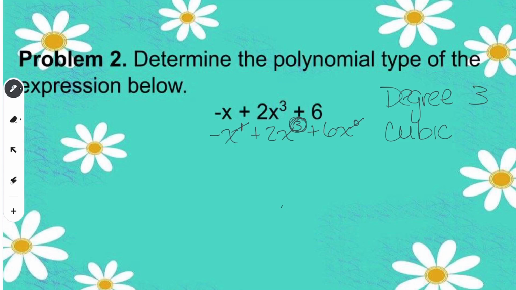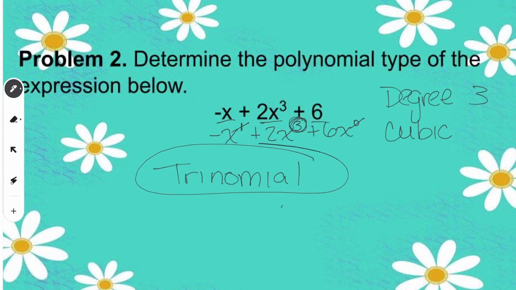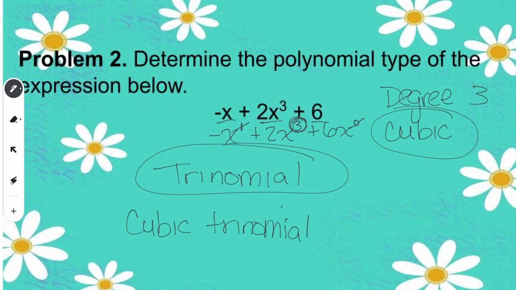Now on to what we learned yesterday about different polynomials, monomials, trinomials, and binomials. Since I had 3 different terms, negative x, 2x cubed, and 6, that means it is a trinomial. Remember, tri means 3. So since it is a trinomial and is cubic, our polynomial is a cubic trinomial because it has a degree of 3.